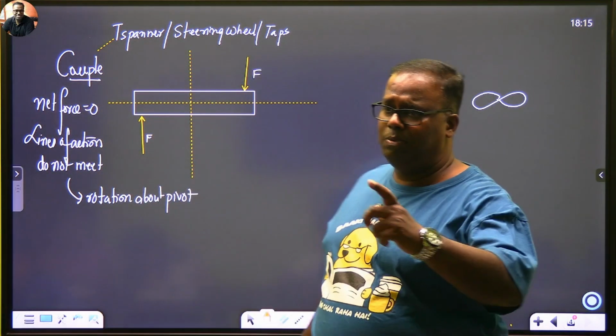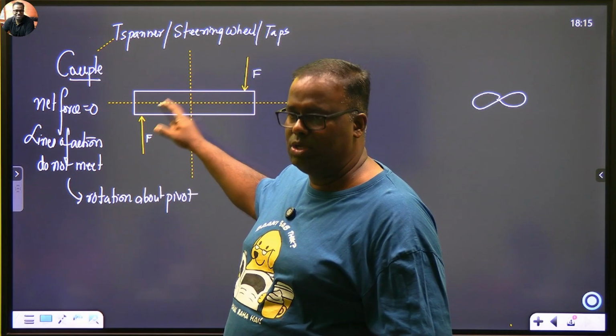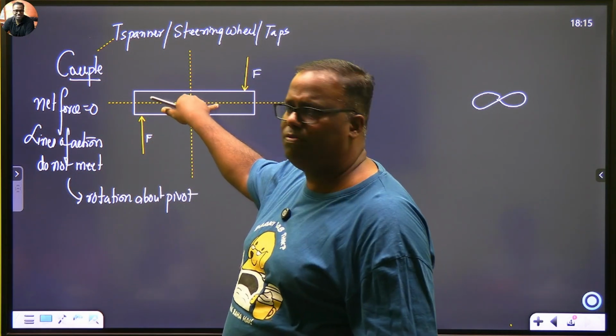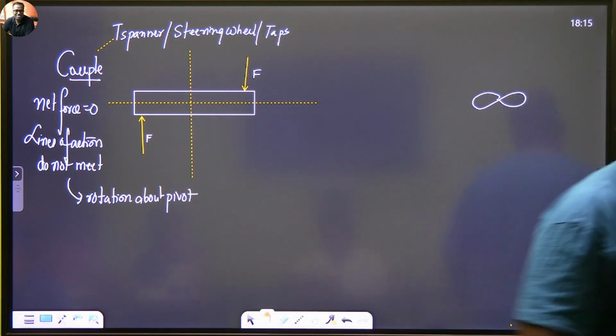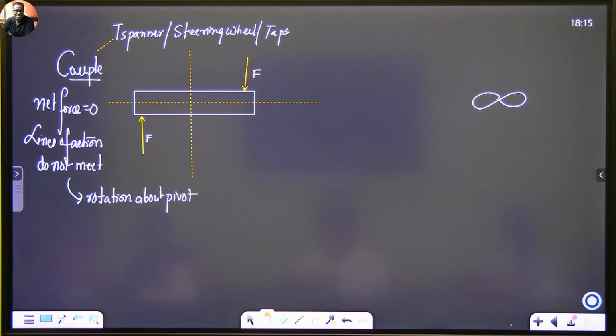Couple. A couple is a system consisting of two equal and opposite forces separated by a finite distance. That is a measured distance. Two equal and opposite forces separated by a distance is called a couple.